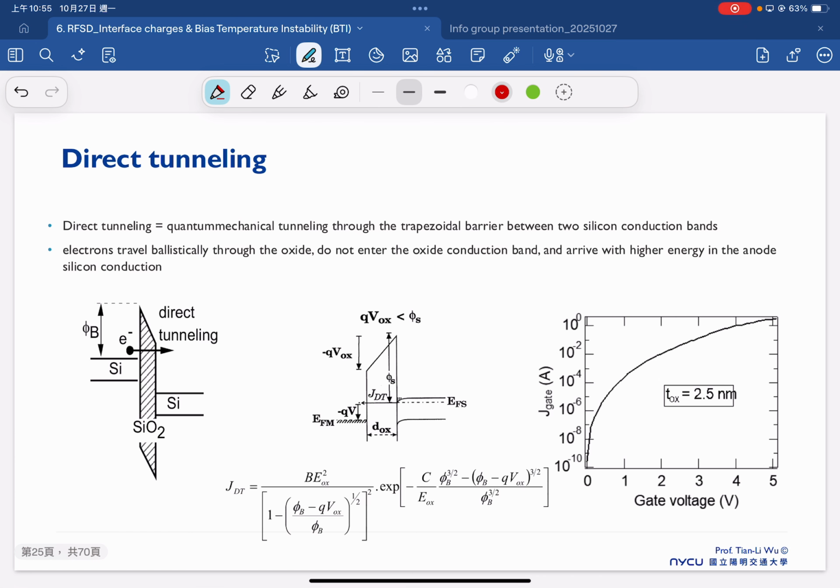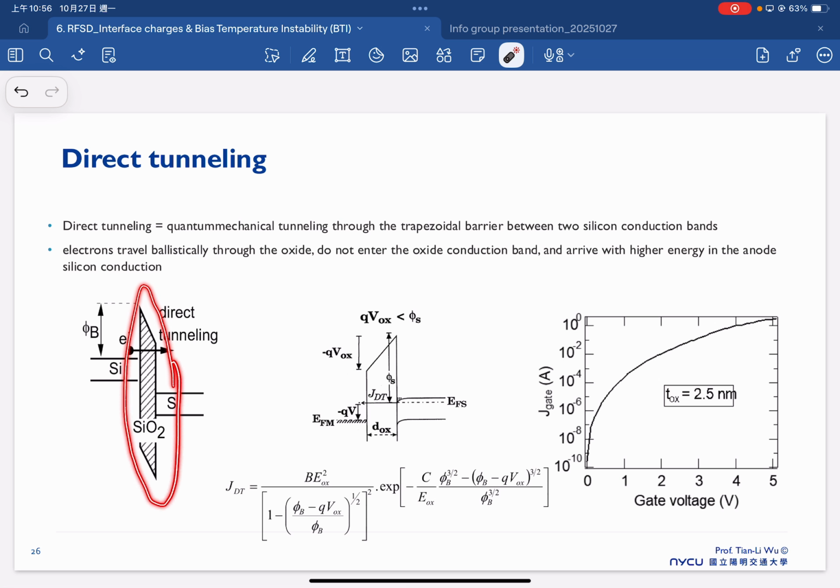And the next one is direct tunneling. Direct tunneling is another very serious issue that mainly happens in a very thin dielectric. In the case of a thin dielectric, we can see this is a very thin dielectric here. So even right now, we don't have this triangular barrier. This is only the trapezoidal barrier.